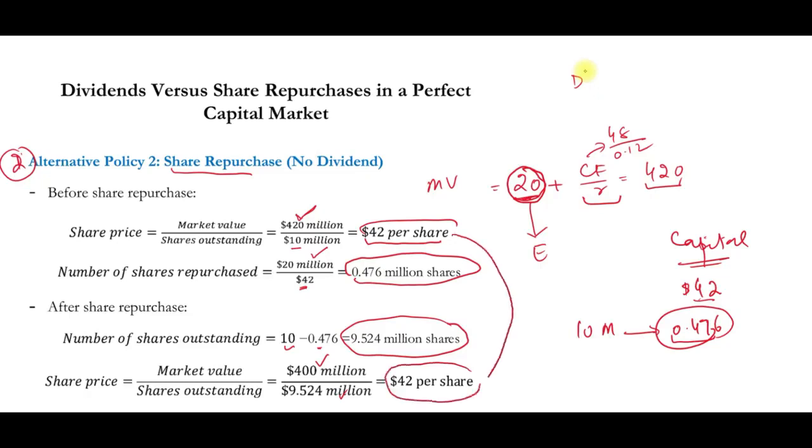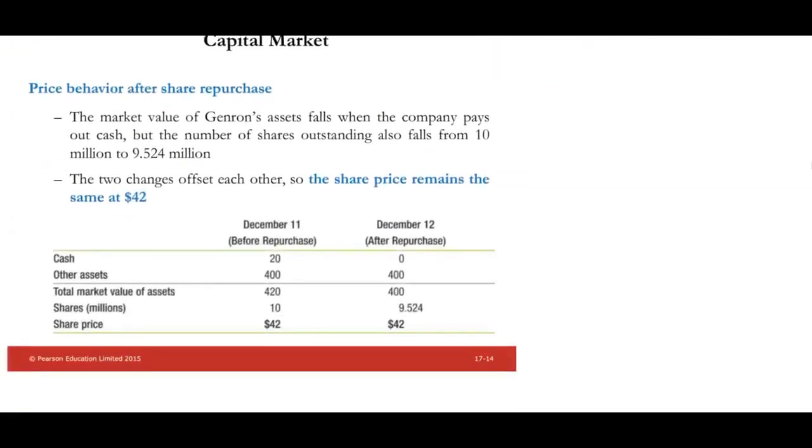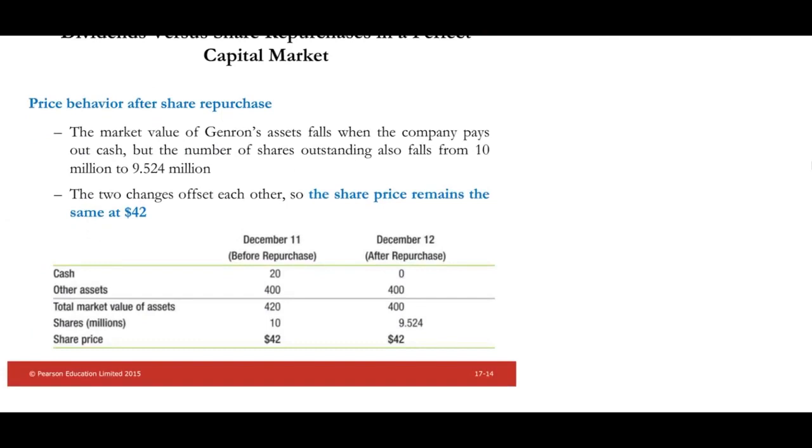So as you can see, the share price does not change before and after the share repurchase. Why? Because two things are changed. Number one, this 20 million is reduced, right? This is used, but it is also decreasing the denominator, the number of shares outstanding. So that's why the share price is not changing. So what is the moral of the story? After share repurchase, the share price is not going to change.